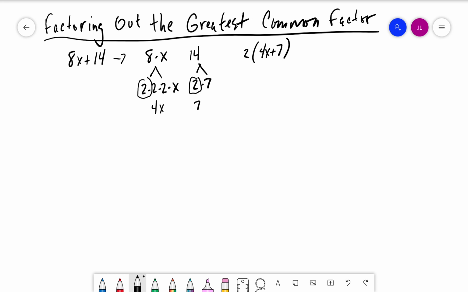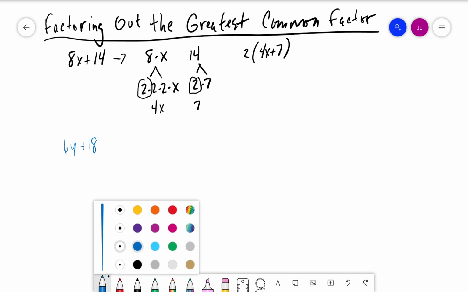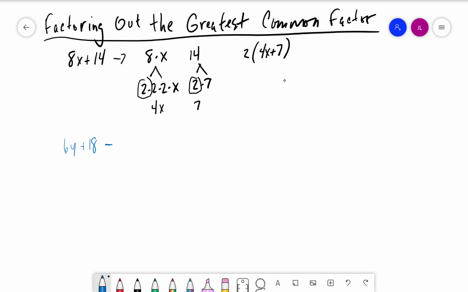Okay. Let's look at a couple other examples here. Let's look at another binomial. Let's look at something like 6y plus 18. Now if we look at something like this, again we can see 6y is made up of 3 times 2 times y, and 18 would be 3 times 3 times 2. That's it. So what do we have in common between these? Well, we have a 3 that's common between them.